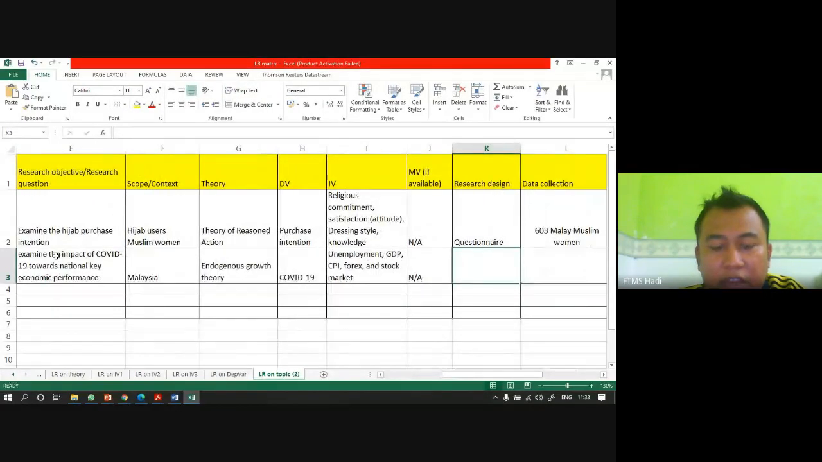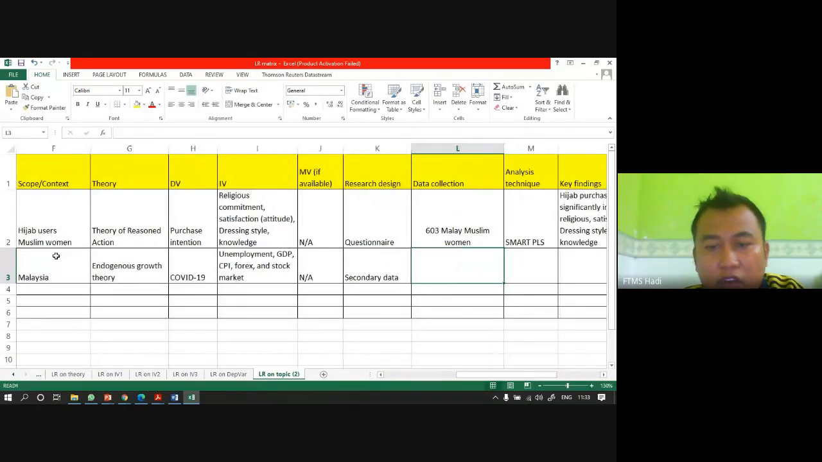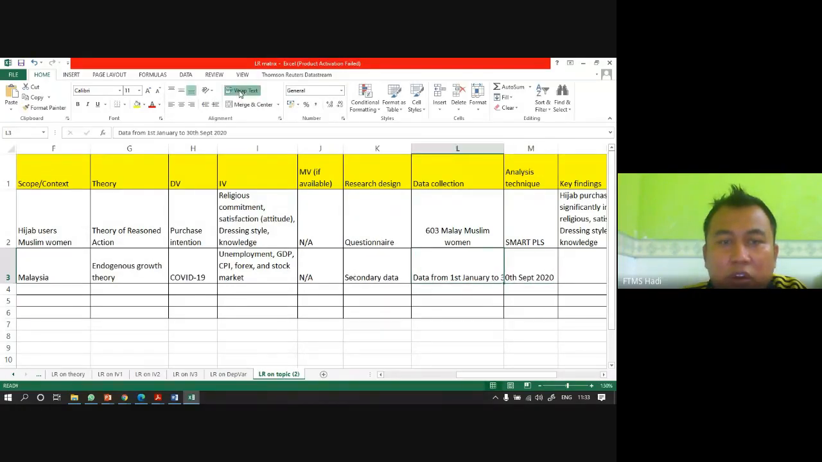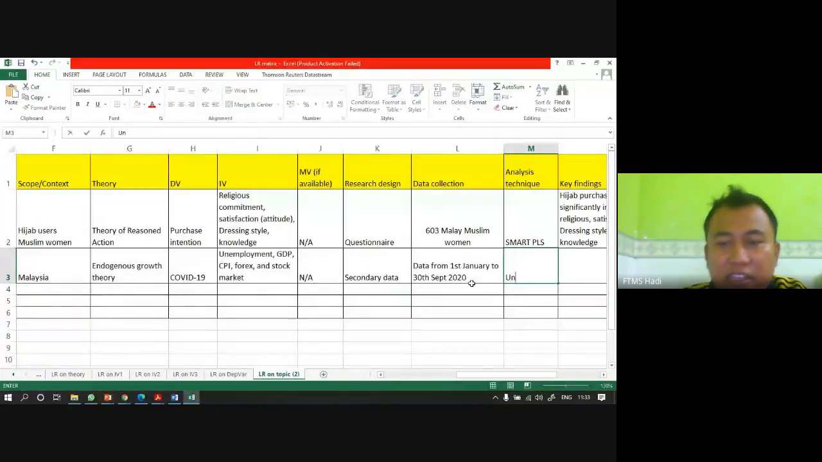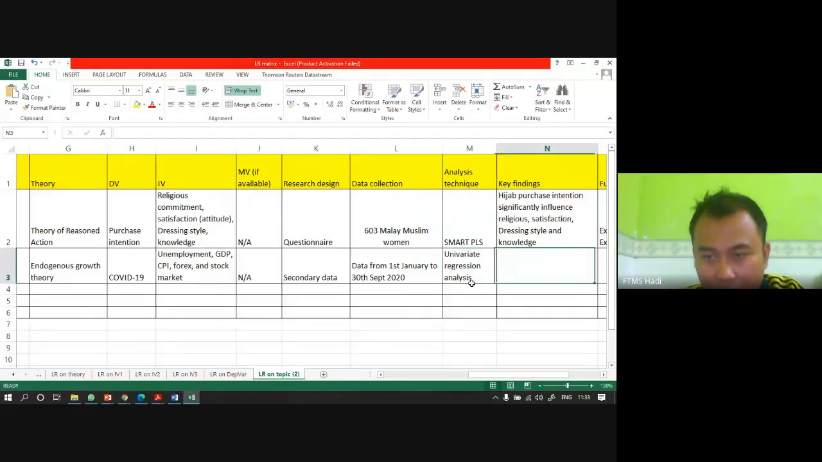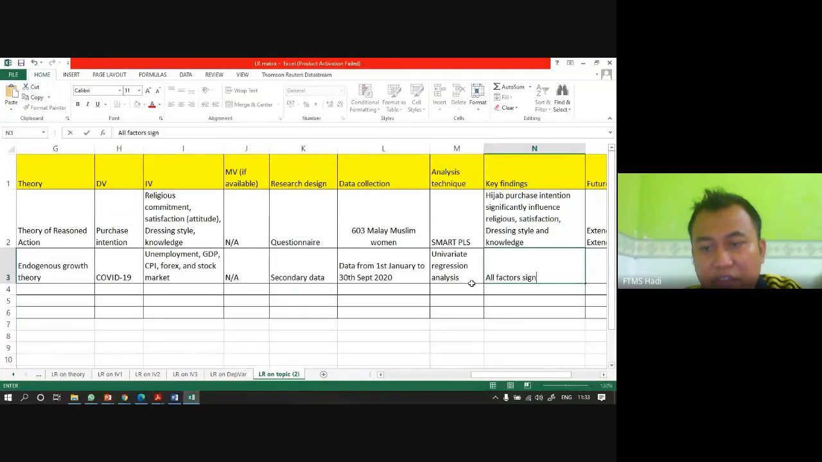Research design, okay, that means secondary data. Okay, data collection, that means data from 1st January to 30th September. Okay, analysis based on this one, I'm using univariate regression analysis. All factors significantly influence.